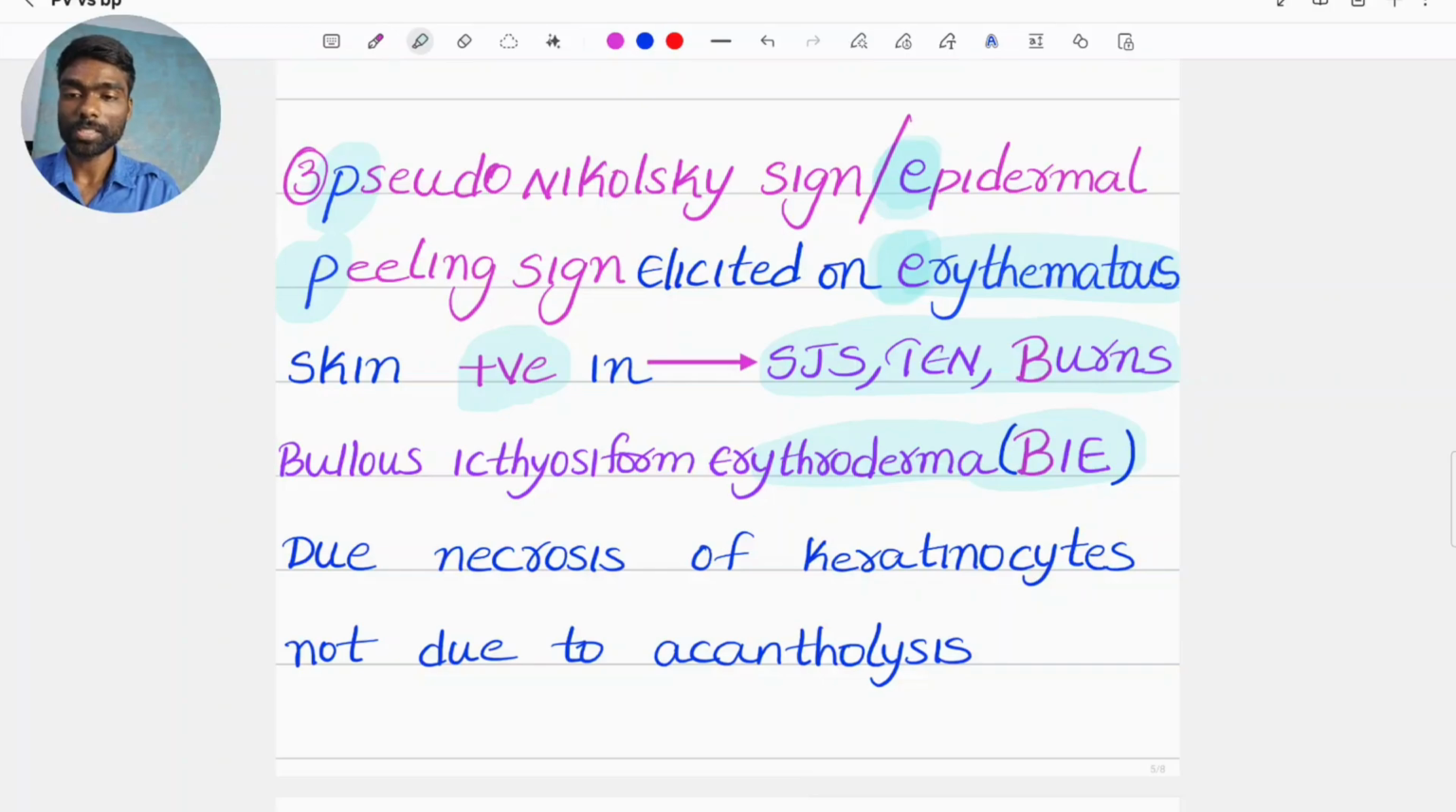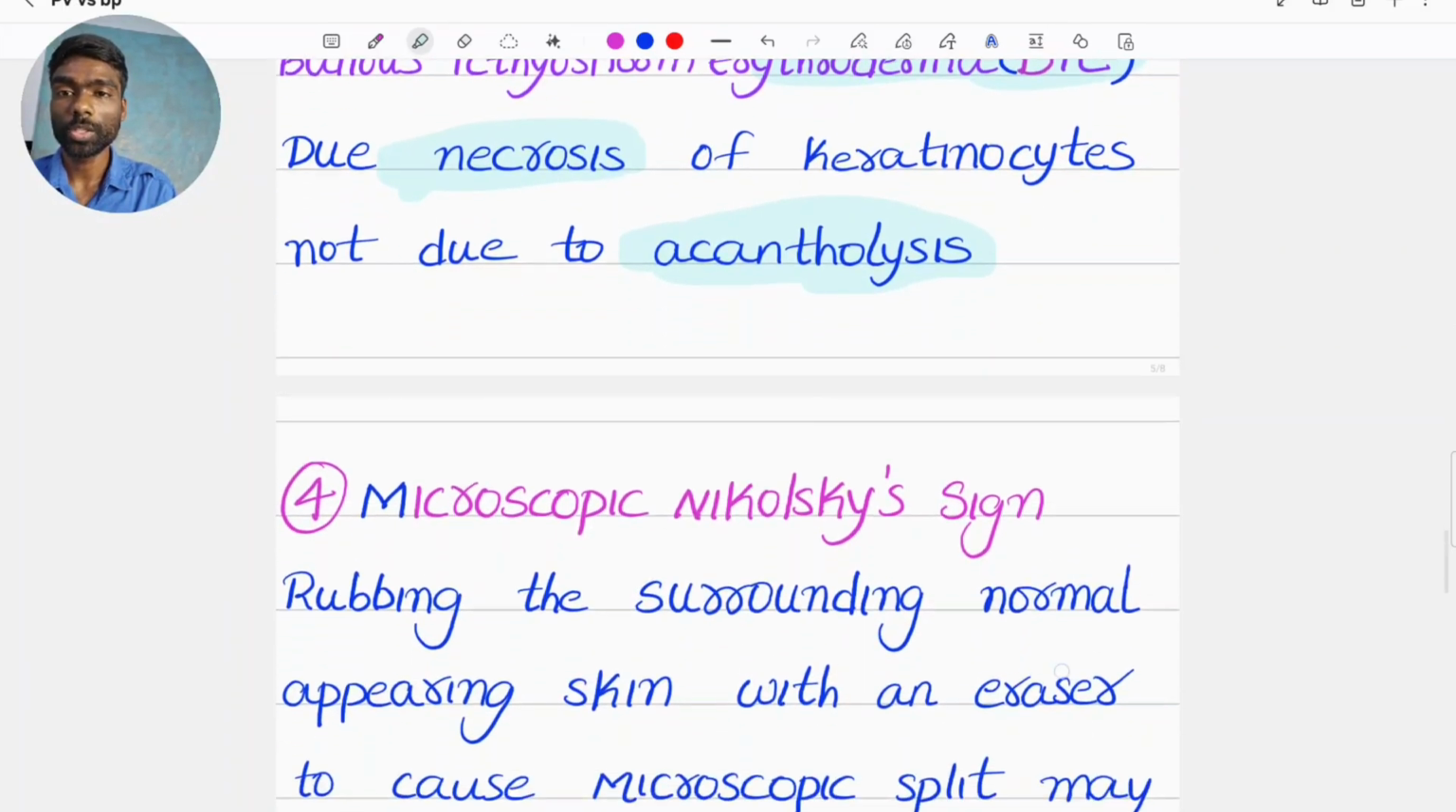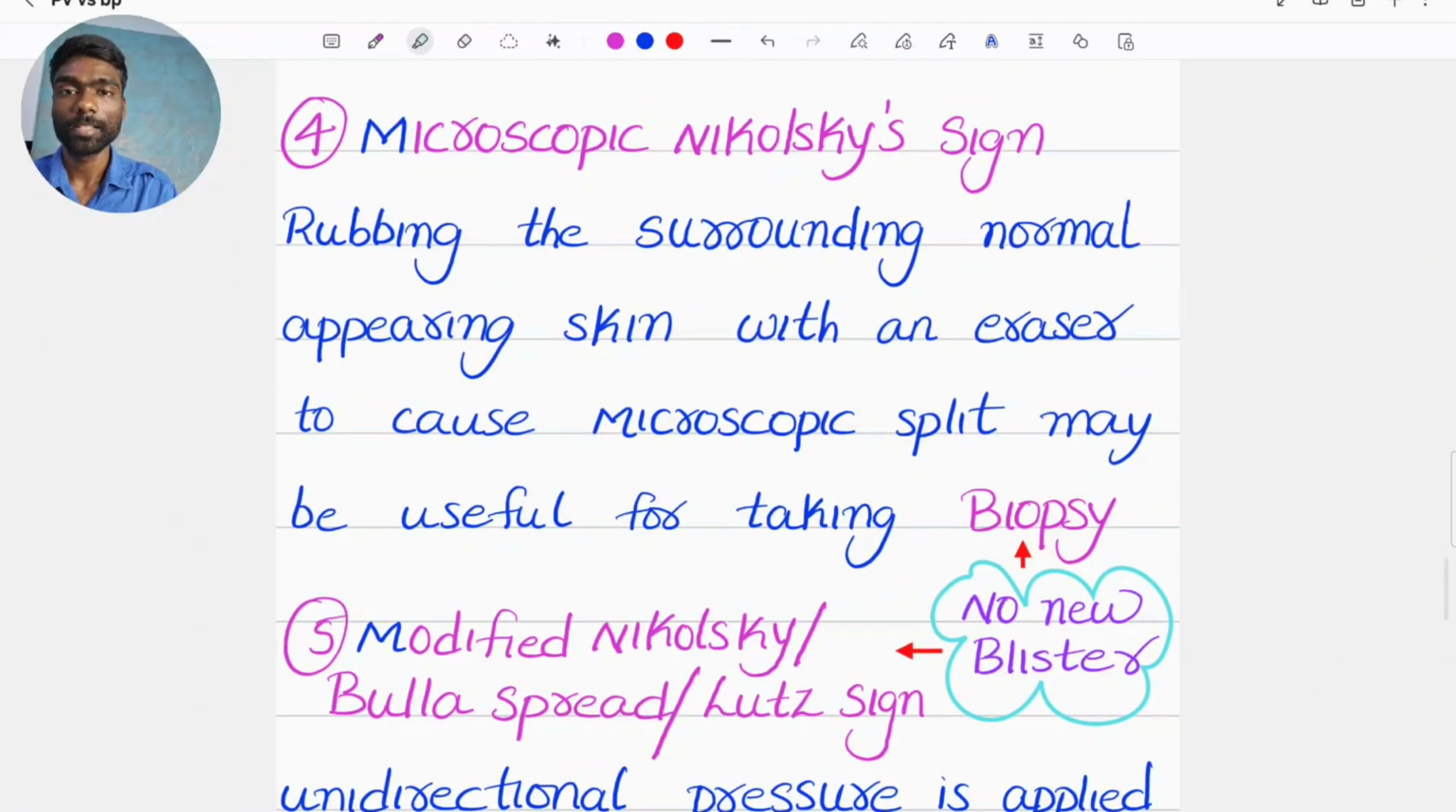Why is it a pseudo-Nikolsky sign? Because here the pathology is mainly necrosis of keratinocytes, not due to acantholysis of keratinocytes. In TEN, the very superficial layers of epidermis will get necrosed, and if we apply pressure over the erythematous skin, these necrosed superficial layers of epidermis will dislodge from the deep layers of epidermis. Similar way like Nikolsky sign, but the skin is necrosed here, not acantholysis. So pseudo Nikolsky sign, epidermal peeling sign.